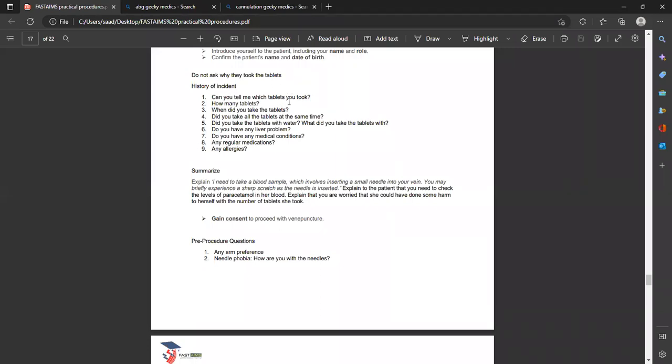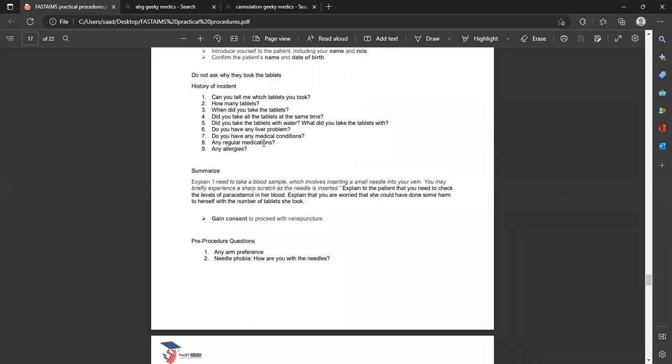Can you tell me which tablets you took, how many tablets, and when did you take them, and with water or with some other liquid, or do you have any liver problems, because it affects the liver. If the patient is already having liver problems, it can damage the liver very quickly. And are you taking any regular medications, do you have any allergies, or any medical conditions? This is MAM: medical, past medical, allergies, and medications. The important question, the short history that you have to take in the emergency department.